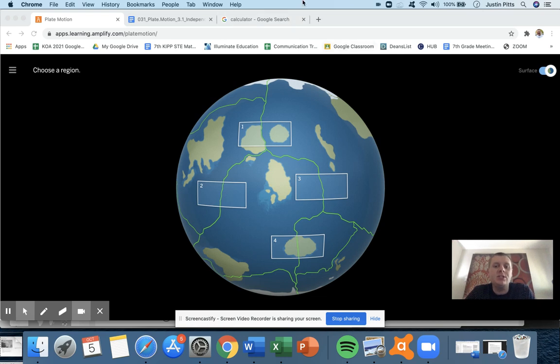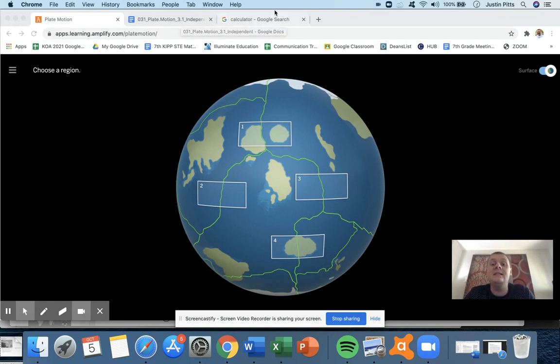Hey Kipsters, as I mentioned in class yesterday, today you are going to be calculating the rate of plate motion. So we're going to be taking a look at the distance that two plates travel over millions of years. Now, you are going to first engage with the sim. That is linked in your CAMI document for today.